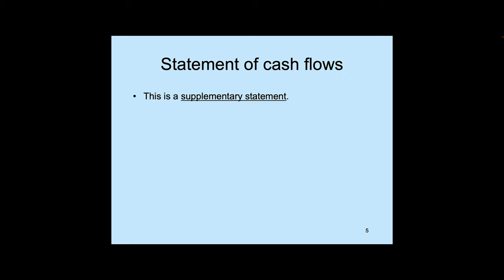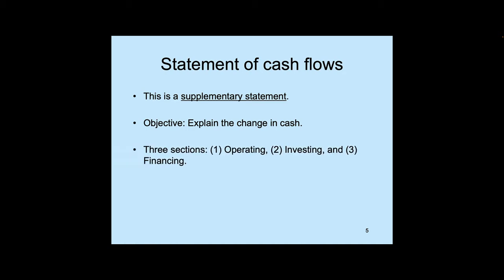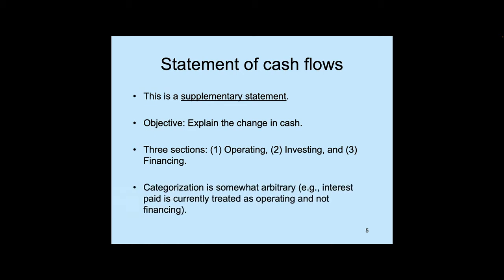It's a supplementary statement that primarily you can get the information from the other financial statements, the balance sheet primarily, and the income statement. The objective is to explain the change in cash. So if you want a bottom line, the bottom line is the change in cash for the year. And we explain that in terms of changes in cash that come from operating activities, from investing activities, and from financing activities. This categorization is kind of arbitrary.